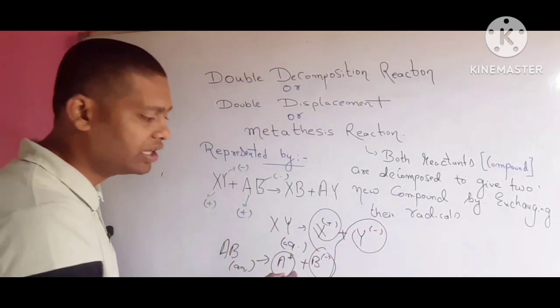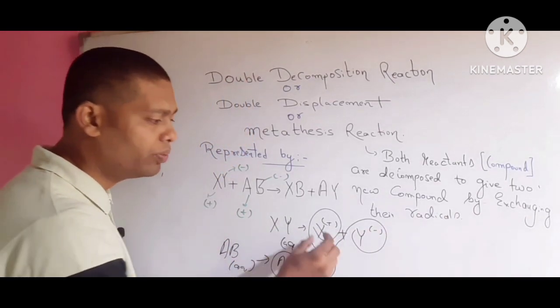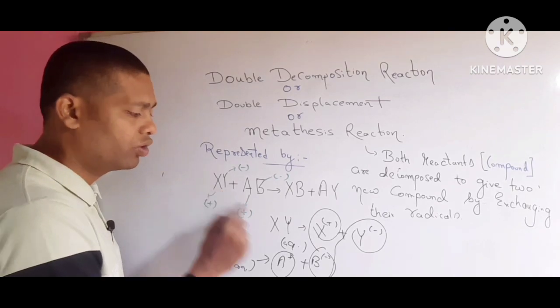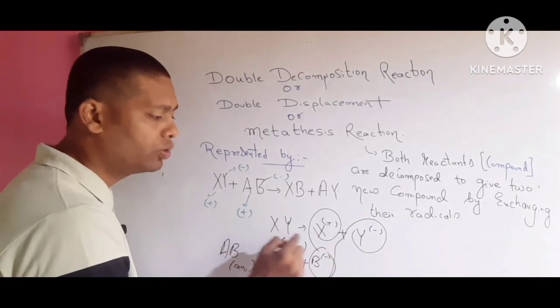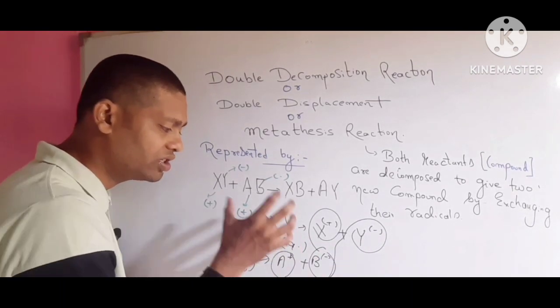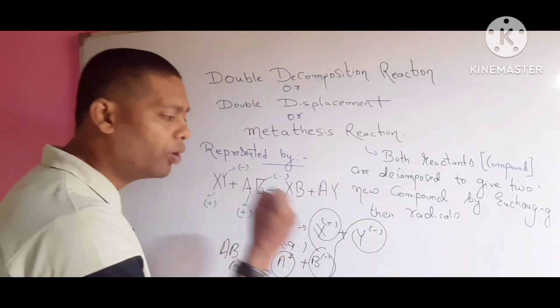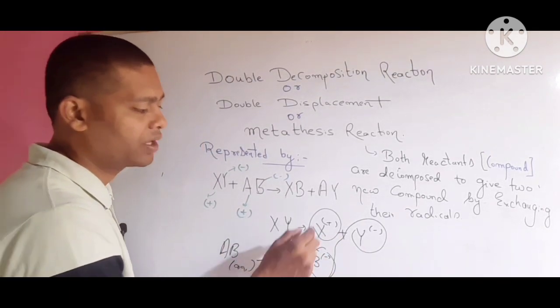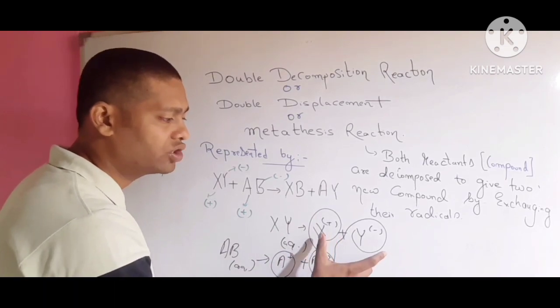Until they are separated, it's not possible to make the new compound, because they already have some bond between them. They need to be separated. The bond which is present between them, which is holding them together, needs to be broken. So for that we are using aqueous solution, or water. What it does is separate the ions into individual form.